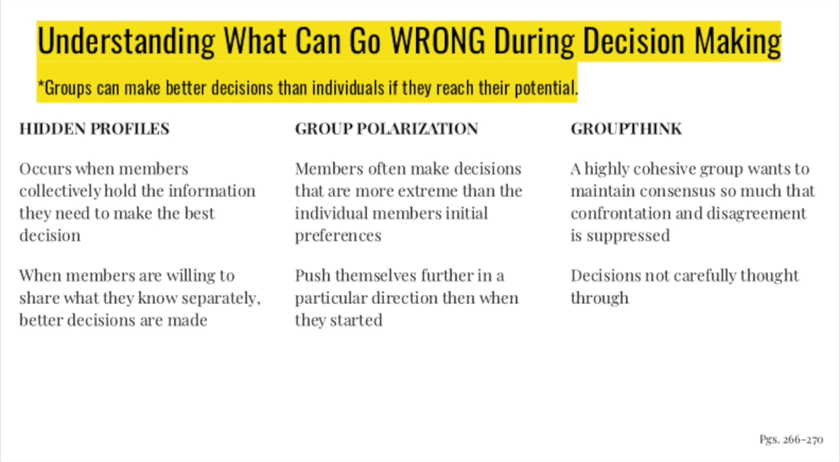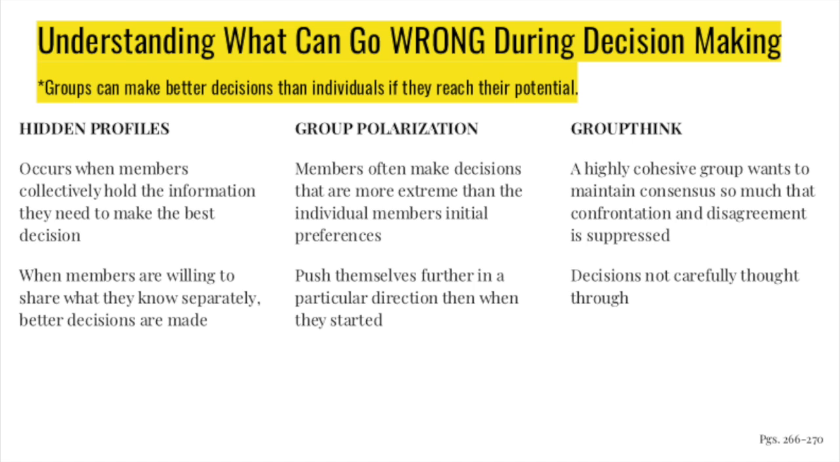Understanding what can go wrong during decision making. This talks about how groups can make better decisions than individuals if they reach their potential. So the main categories that the book focuses on are hidden profiles, group polarization, and groupthink. Hidden profiles occur when members collectively hold the information they need to make the best decision. And when members are each willing to share what they know separately, better decisions are made.